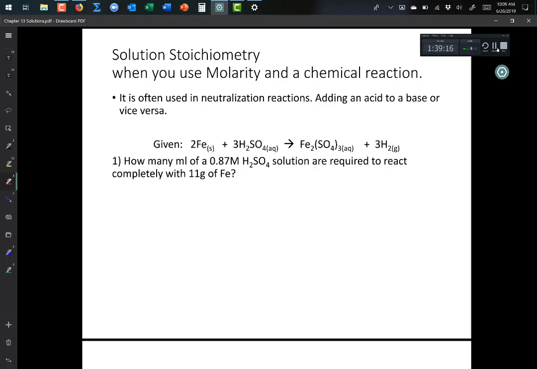Okay, you guys familiar with neutralization reactions, right? An acid and a base, that's a neutralization reaction. But it's off, right?